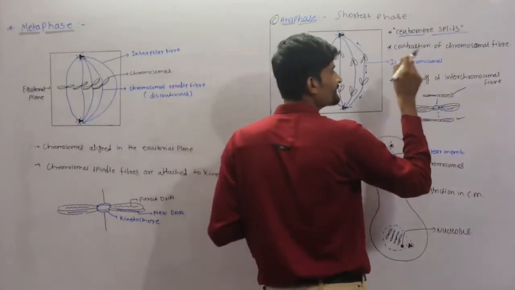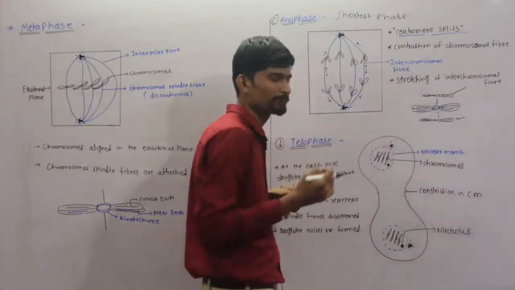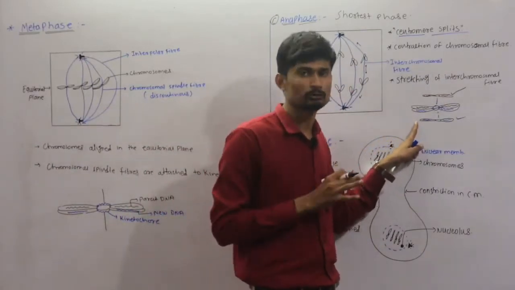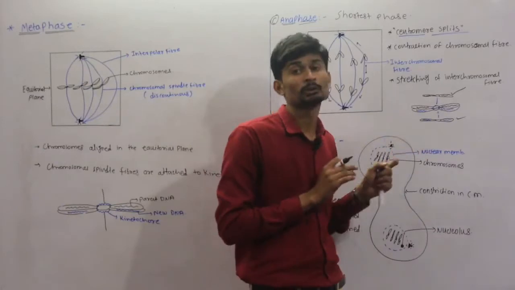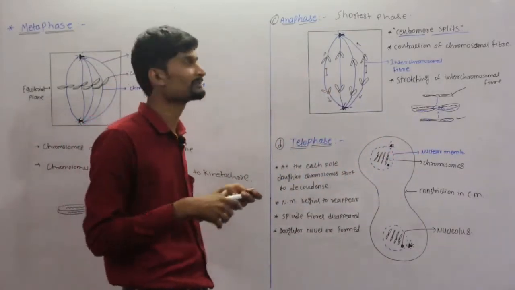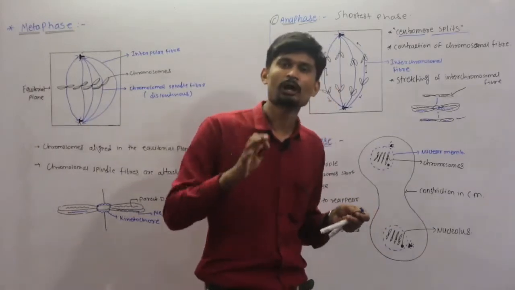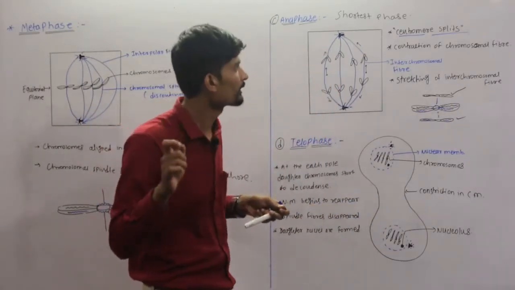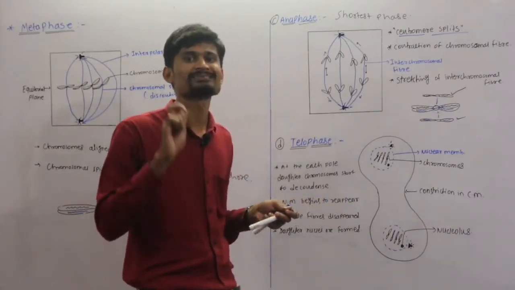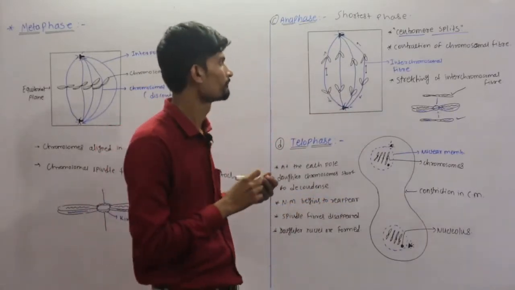Now these chromatids after the separation will act separately as chromosomes. Now they are called chromosomes. So this is the main event in the anaphase, that is the splitting of the centromere. You have to remember this point, that the splitting of the centromere occurs in the anaphase.